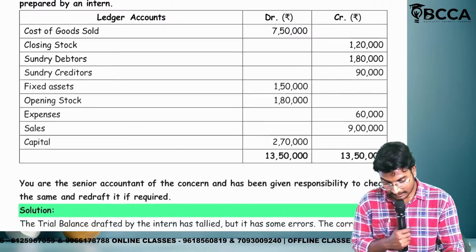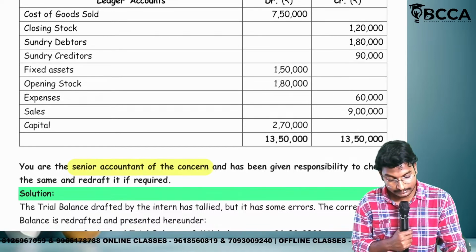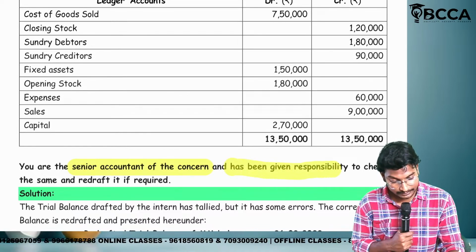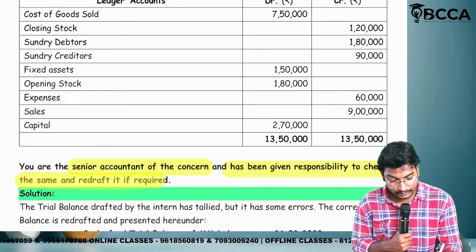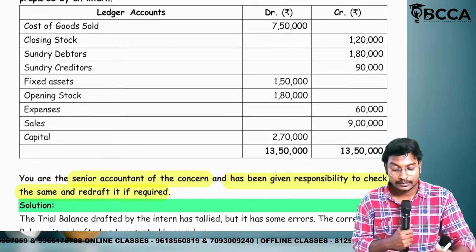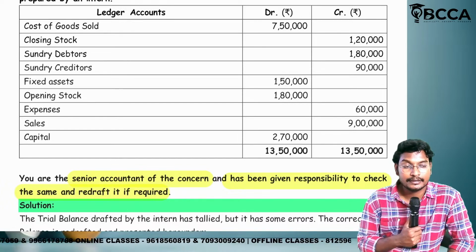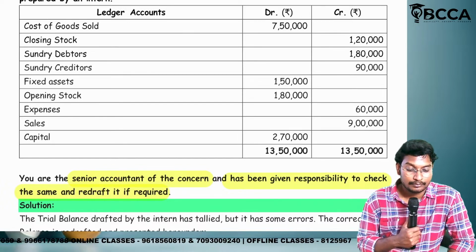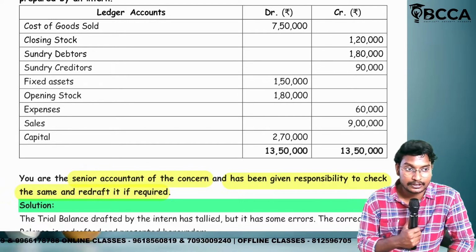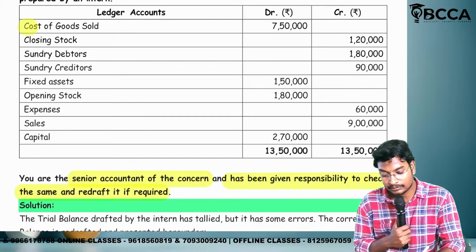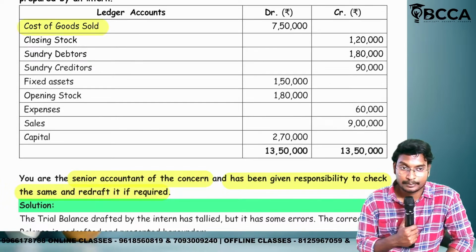What is the question they have asked? If you are a senior accountant of the concern, you have been given responsibility to check the same and redraft it if required. So they are giving us this for auditing purposes. They already prepared the trial balance, but we are a senior accountant to the particular concern. We have to check whether it is right or wrong. Cost of goods sold: what is the meaning of this? Cost incurred to sell a product is cost of goods sold.